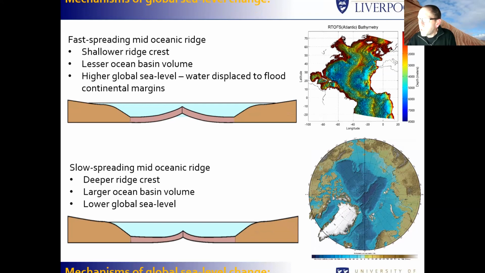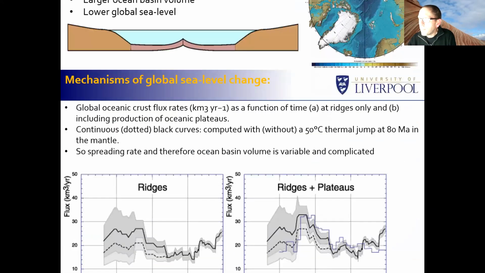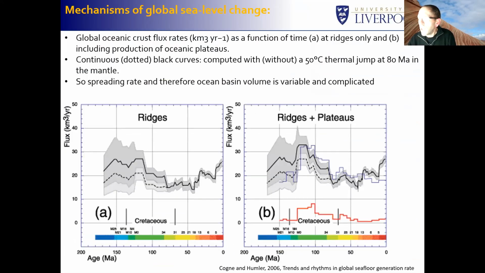So spreading rate is a key control, but it's actually quite complicated, and we're learning more and more about exactly how it works. These are diagrams from a 2006 paper that try to estimate spreading rates, ridge volumes, the flux of ocean crust generation through time, and relate that back to a time scale and to sea level changes.